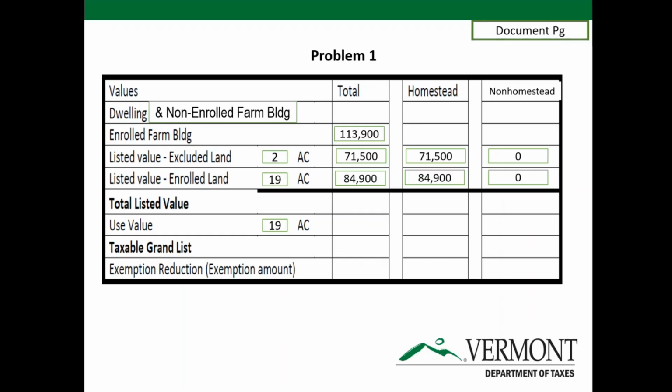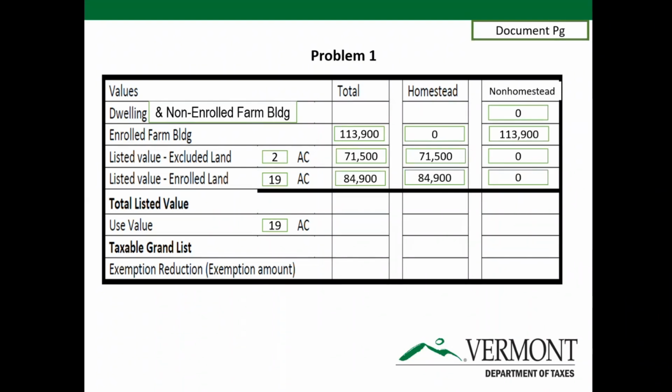We then figured out what our enrolled farm buildings were worth, which was 113.9. We know that those are by definition non-homestead, so we can put the 113.9 in the non-homestead enrolled farm buildings box, and we can put it also in the total box. There will never be homestead enrolled farm buildings because by definition they never are. I think you aren't even allowed to enter anything in that box in VTPIE, so that's a win. That is correct, yep.